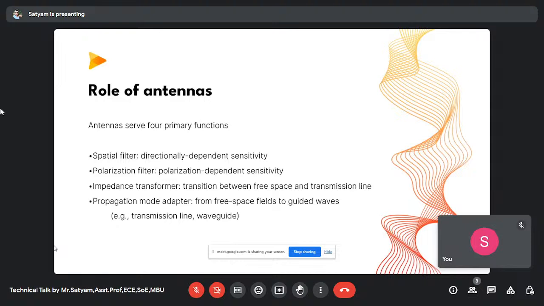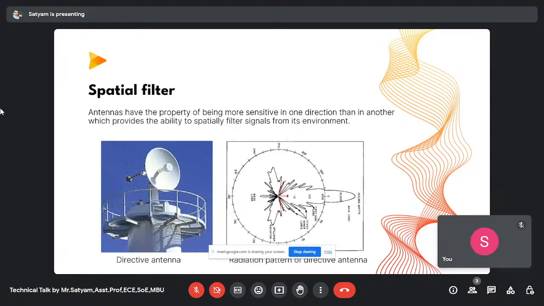Once the antenna is behaving like a transmitter, like a source antenna, the mode changes from TEM to TE. Once the antenna is behaving like a receiver, the mode changes from TE to TEM. So there is an adaptation in the propagation mode, right? That is also one of the functions of the antenna. So these are the four broadly defined functions of any antenna.